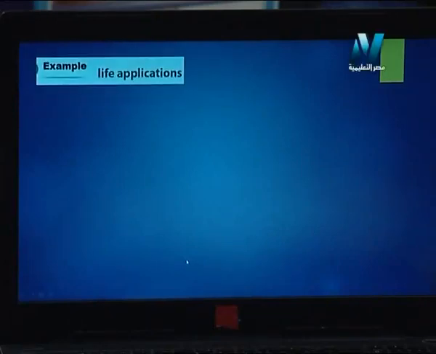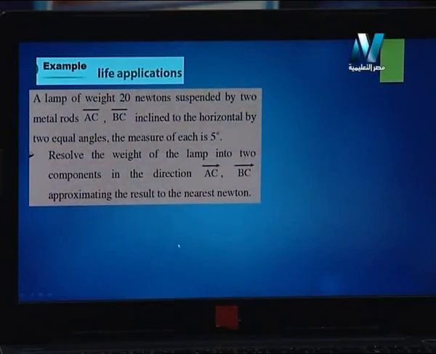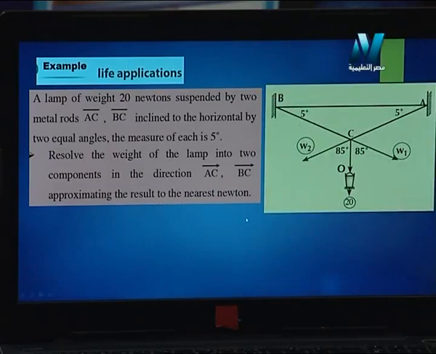Example number 2, with live application. We have a lamp of weight 20 newtons suspended by two metal rods AC and BC, inclined to the horizontal by two equal angles. The measure of each is 5 degrees. Resolve the weight of the lamp into two components in the direction AC and BC, approximating the result to the nearest newton. Let's look at the drawing here.